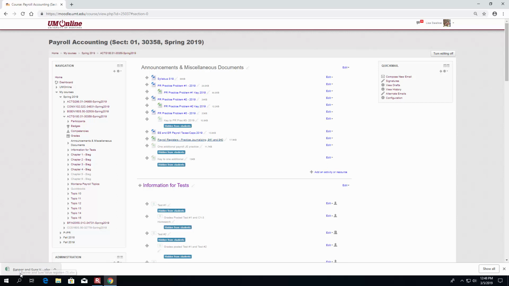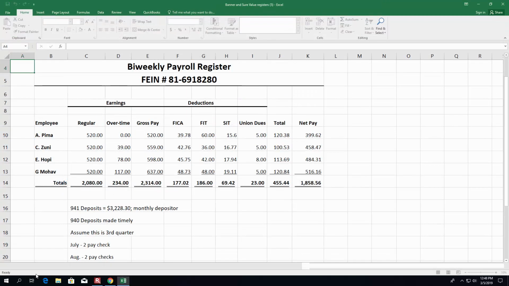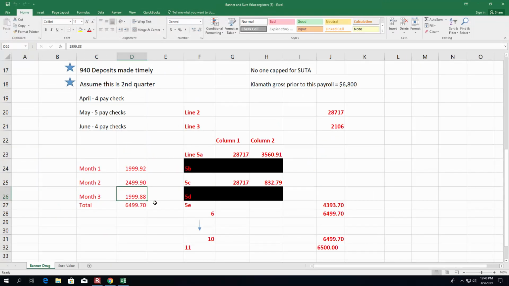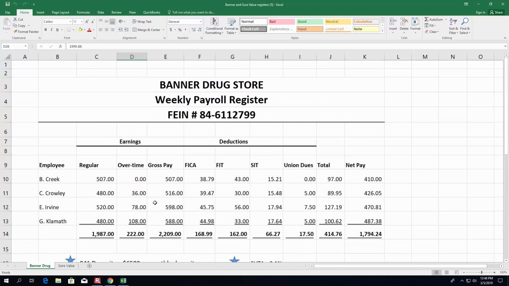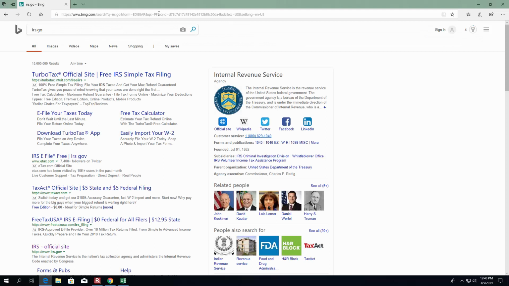The banner and the sure value. And we will start with banner drug. Thank you. Y'all are going to have a blank 940 in front of you. And then you should take out a piece of paper and turn it landscape.